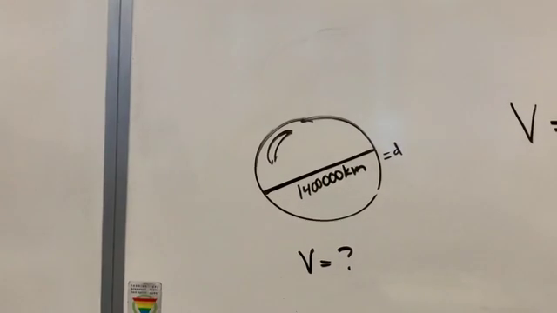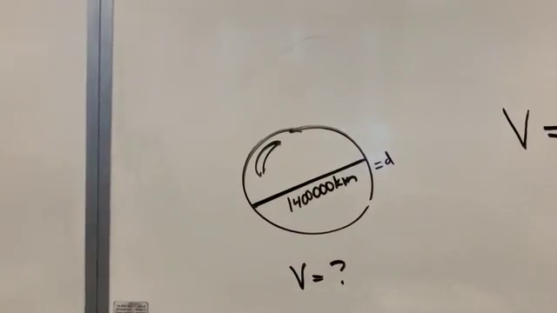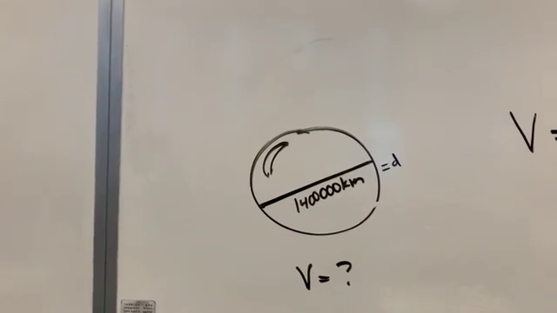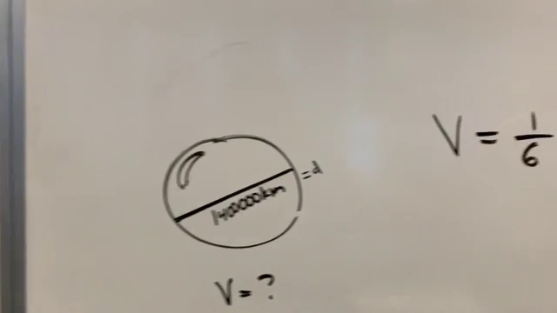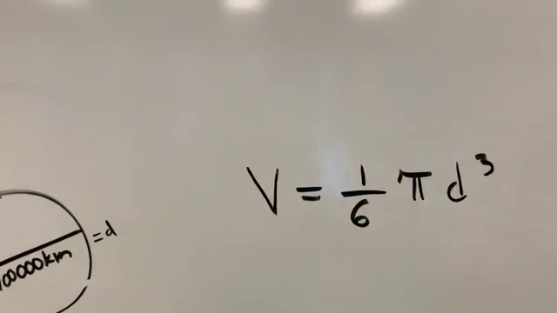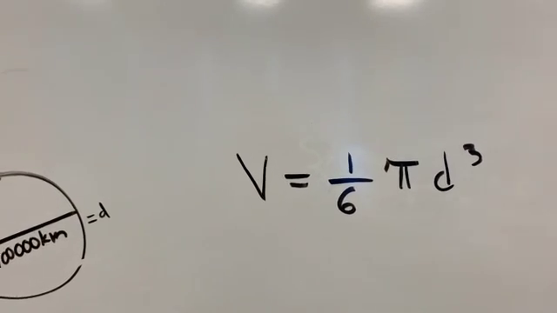I always start off by drawing a picture. It doesn't need to be fancy, but try to draw a sphere best you can and label what we know. So we know its diameter, not its radius, but its diameter, and we're looking for its volume. So then I go grab the appropriate volume formula, and this one, I might as well use the one with diameter in it so I don't have to bother figuring out the radius.